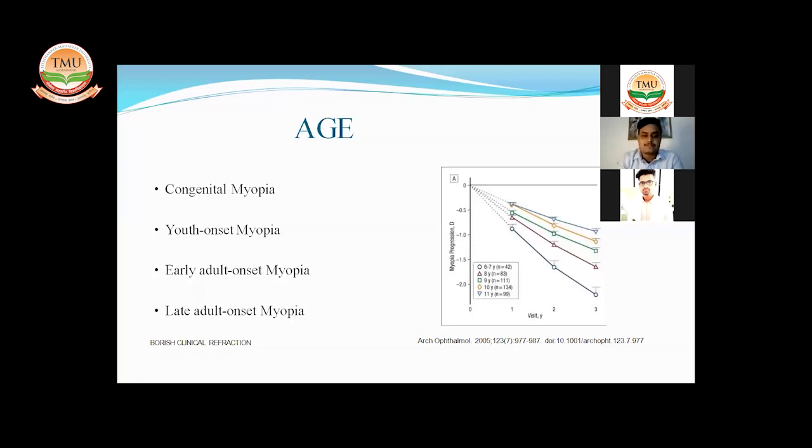So for example, if a person or a child is not having any kind of refractive error from 4 to 5 years, and after that he or she is using a screen, mobile or laptop for an extended period of time, then it will also lead to myopia progression. So this is all about the classification of myopia according to age.